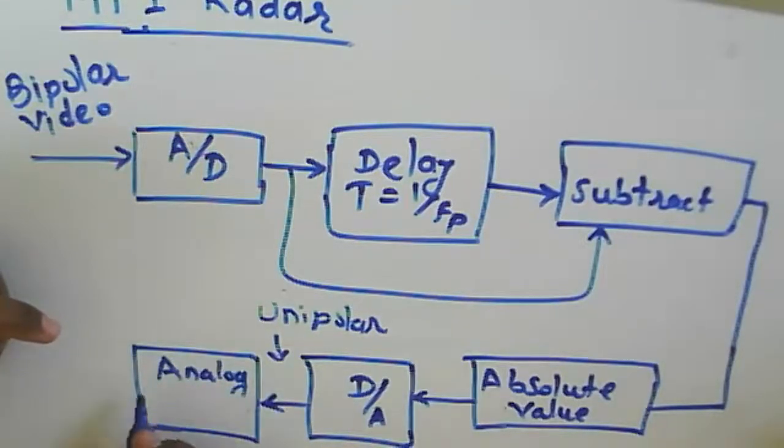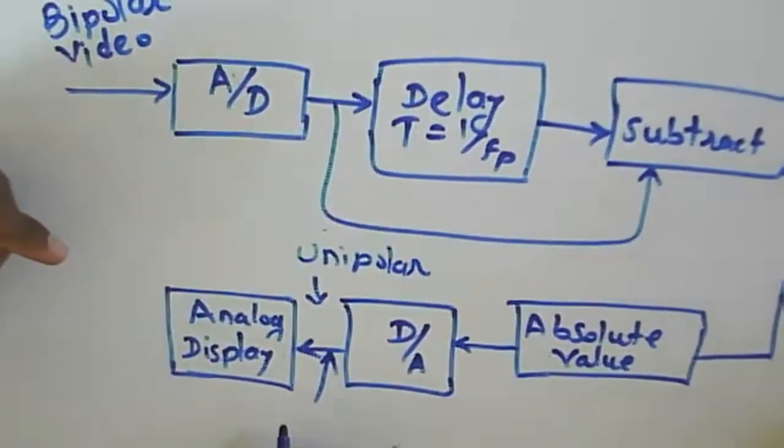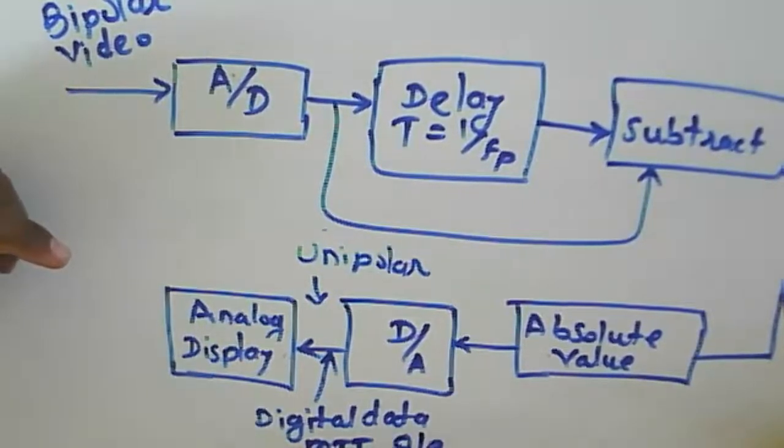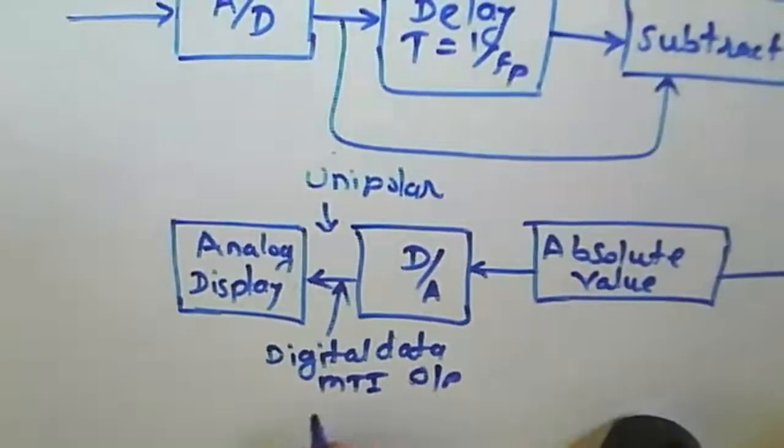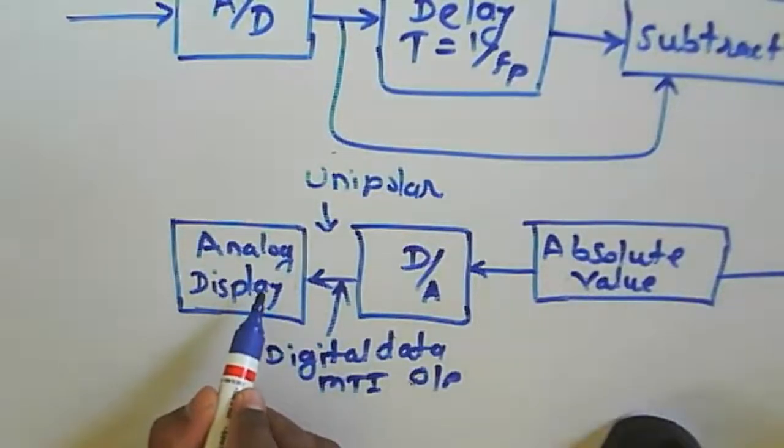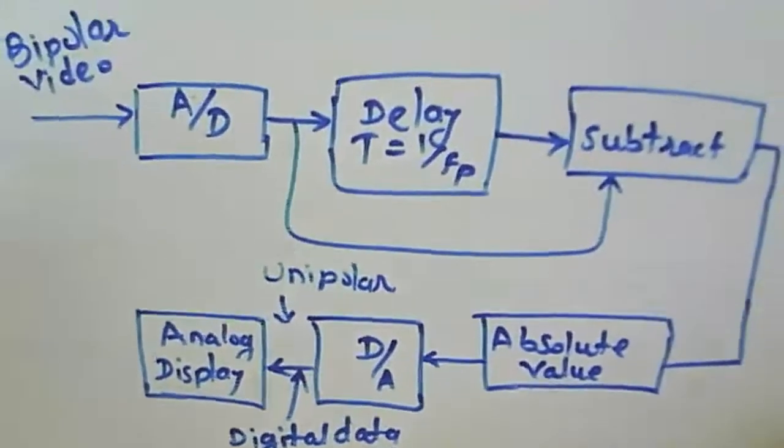So, simple. This will be displayed here, or whatever data we have can be used. This is a digital data, the MTI output, and that data can be useful for further processing. This MTI data is to be used for further processing. So we can consider here whatever the input we have.